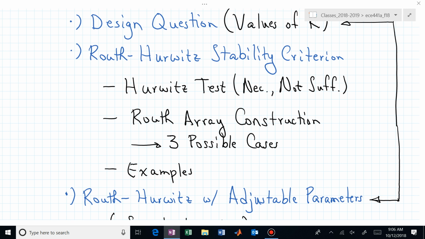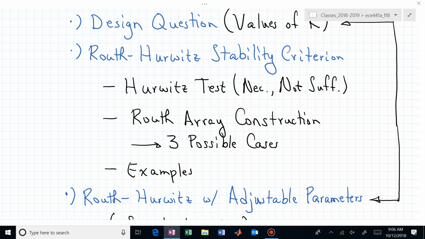And when you're creating this Routh array, it's a table of numbers based on the coefficients of a polynomial. But in constructing that, you're going to have three possible cases. And each of those cases gives you different scenarios relative to determining how many of these poles, or roots of a polynomial, are in the right half plane, how many are in the left half plane, and how many are on the imaginary axis. We'll try to go through some examples.